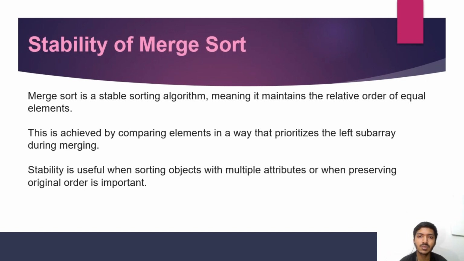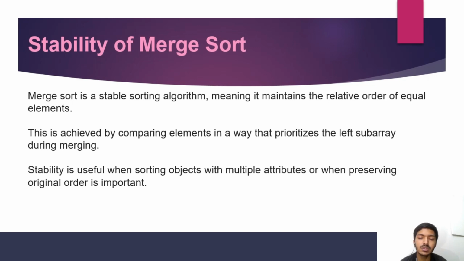Let's talk about the stability of merge sort. Merge sort is a stable sorting algorithm, meaning it maintains the relative order of equal elements. This is because in merge sort, the elements are compared in a way that prioritizes the left subarray more than the right subarray.